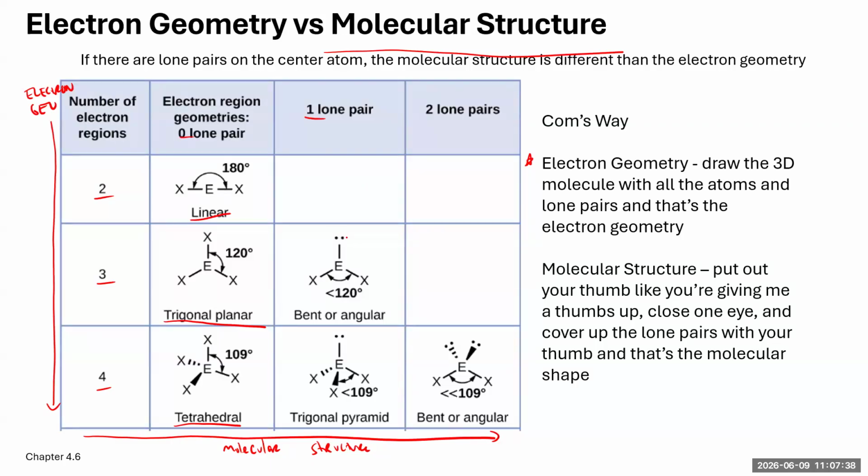But when you start putting lone pairs in, trigonal planar with a lone pair turns into a molecular structure of bent. Sometimes they call it angular, but we almost never say that. If we have a tetrahedral, but one of the connections is a lone pair, it's a trigonal pyramid. If we have a tetrahedral electron geometry and two lone pairs, just like water, it's going to be bent, right? Because you cover up those lone pairs with your thumb and whatever structure is left over is your molecular structure. All right, so let's try another one.